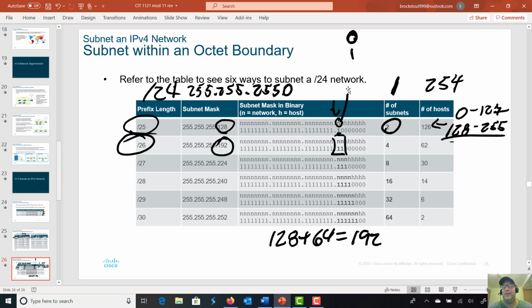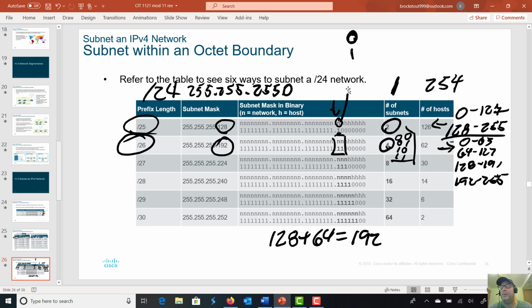So in this case, now we've got 2 digits in the fourth octet that are going to identify the network. Now, that's going to create 4 networks. How does that make 4 networks? Because those digits in the address could be a 0 and a 0, or a 0 and a 1, or a 1 and a 0, or a 1 and a 1. And that gives us 4 different combinations, and that gives us 4 separate networks that could be created. Those would end up being 0 through 63, 64 to 127, 128 to 191, and 192 to 255.